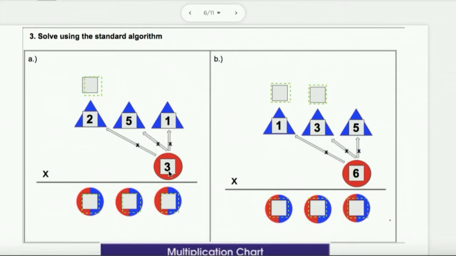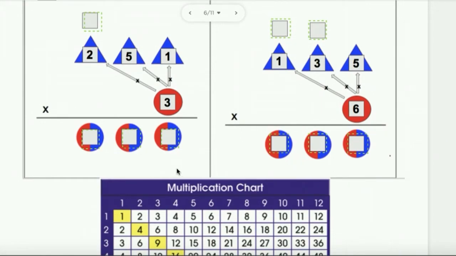3 times, what am I multiplying 3 by first? What's my first arrow pointing to? What number is it pointing to? Good, 1. 3 times 1. What's my product? 3 times 1. Good, 3. And now it's time for me to multiply my next number, 3 times what? What number is my second arrow pointing to? This arrow right here, what number is it pointing to? That's right, 5. So 3 times 5.